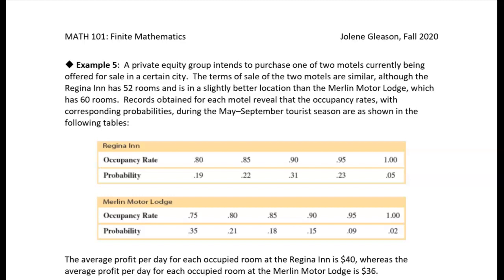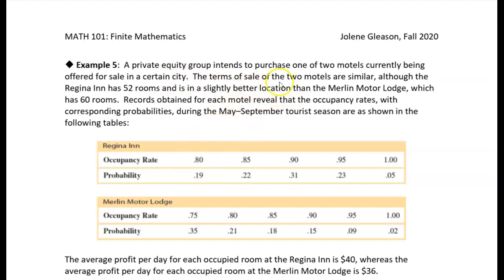In this example, we have a private equity group that's going to purchase one of these two hotels. And they want to decide what's the best deal. What's going to make the most money for them? So we have some data about these hotels.